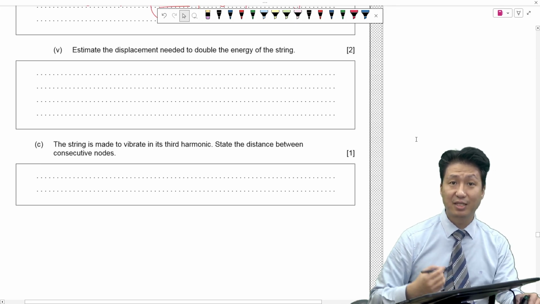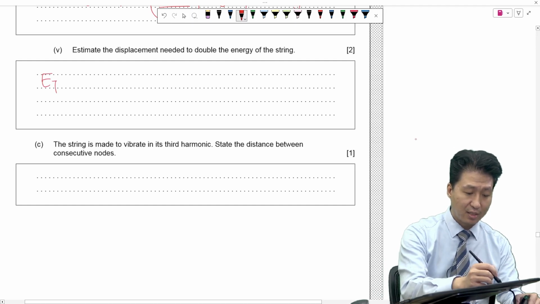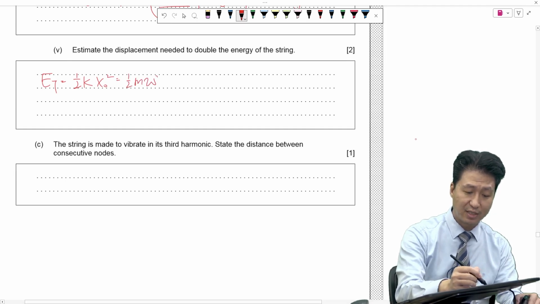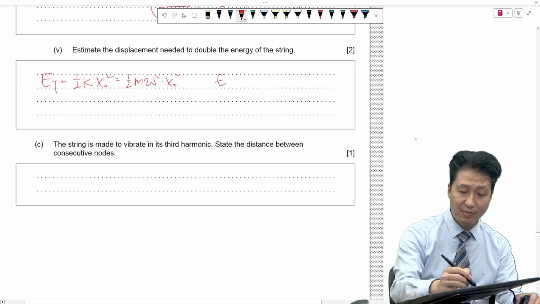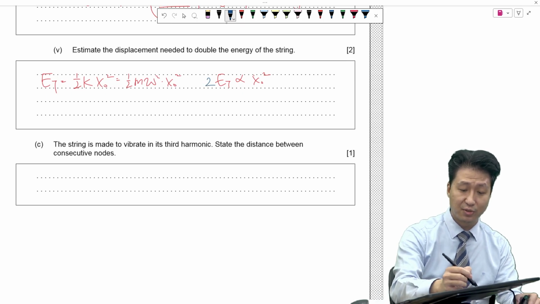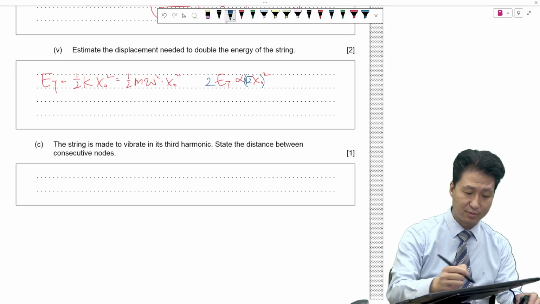Part 5, estimate the displacement needed to double the energy of the string. Well, the total energy is equal to 1/2 the spring constant times the amplitude squared, or 1/2 mass times angular velocity squared times displacement squared. But this simply means that it's proportional to the amplitude squared. That means if you want to double the total energy, you have to multiply the amplitude by the square root of 2.